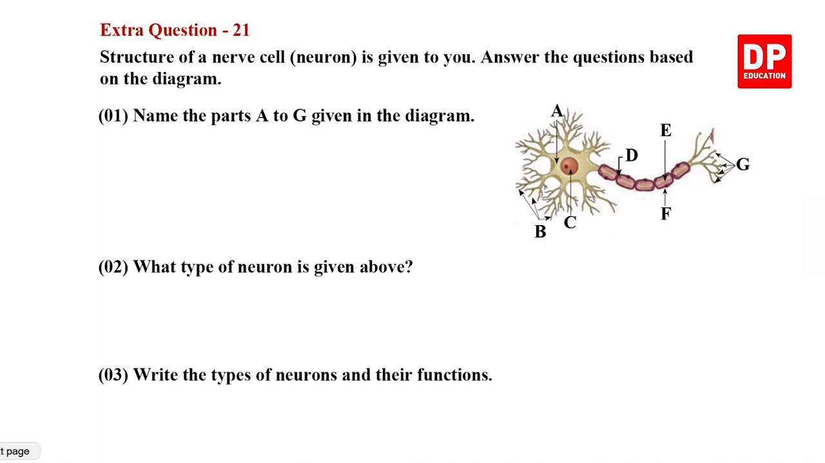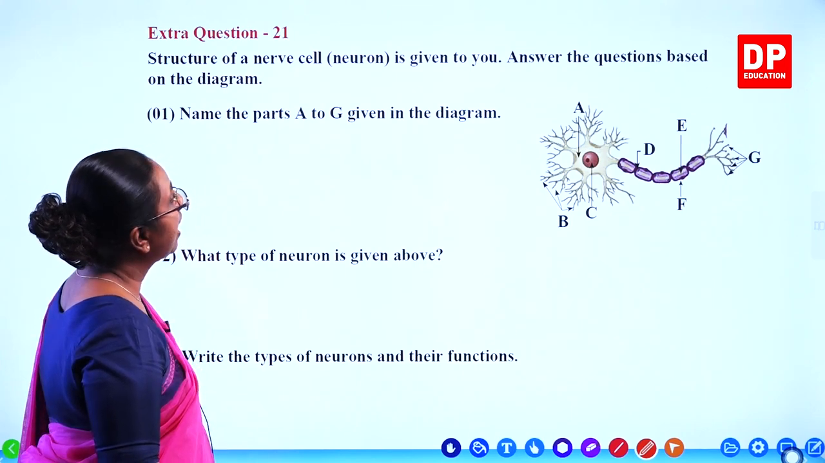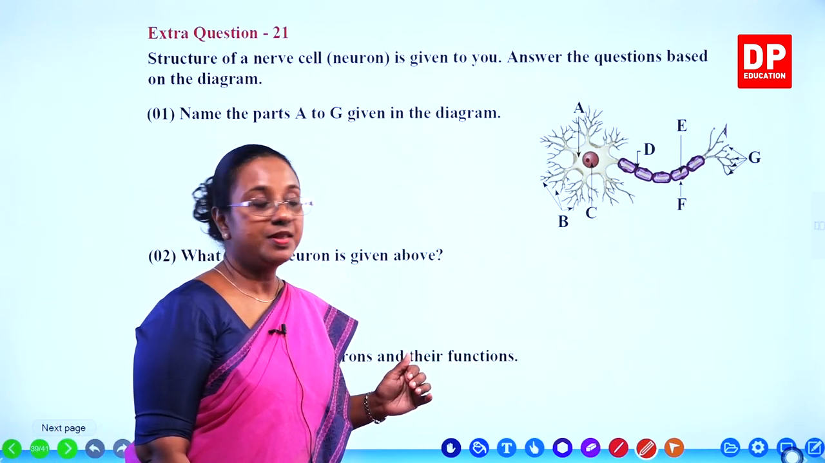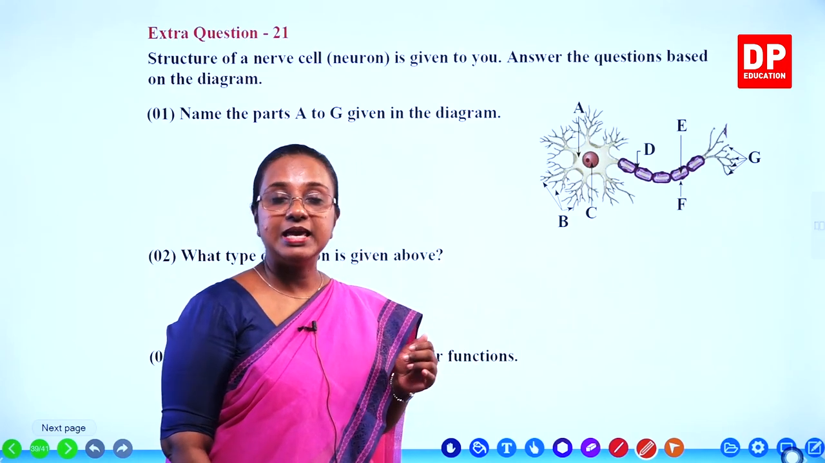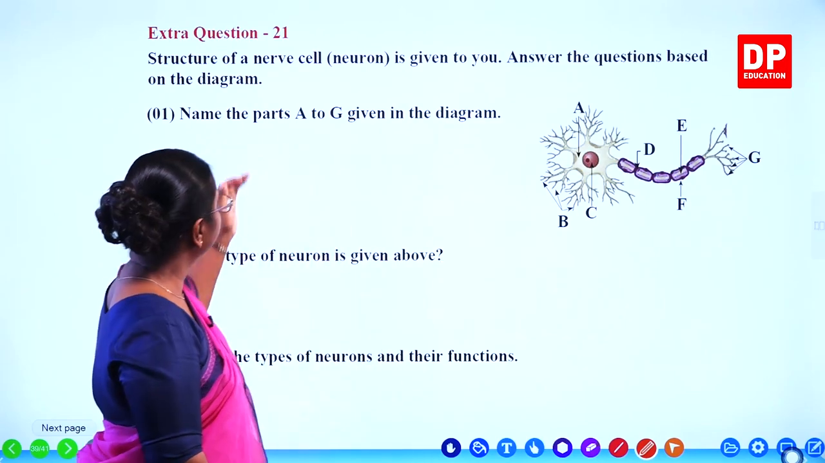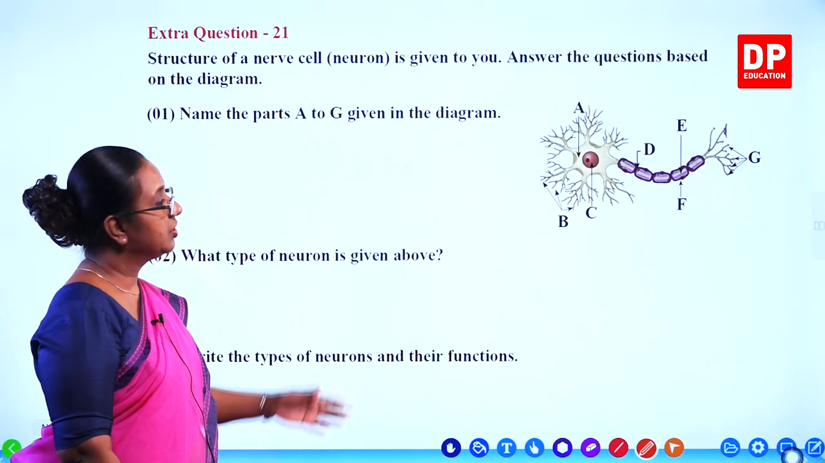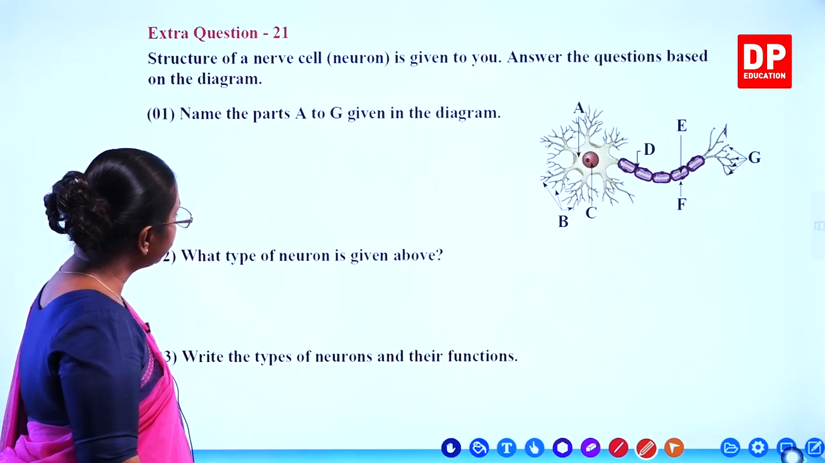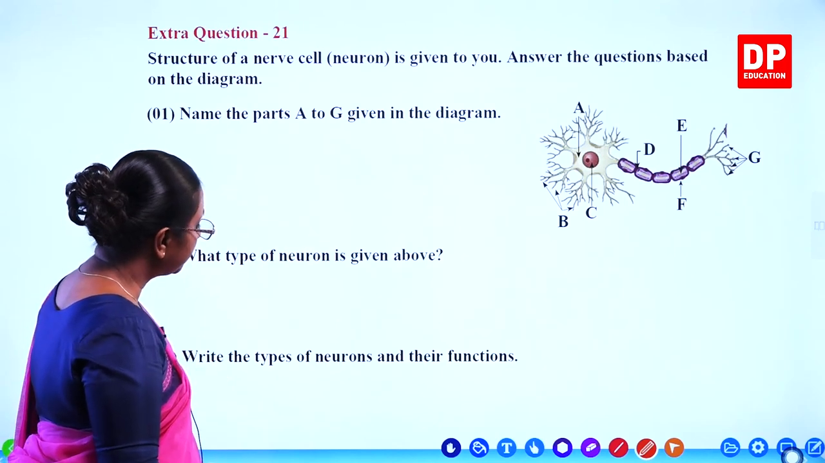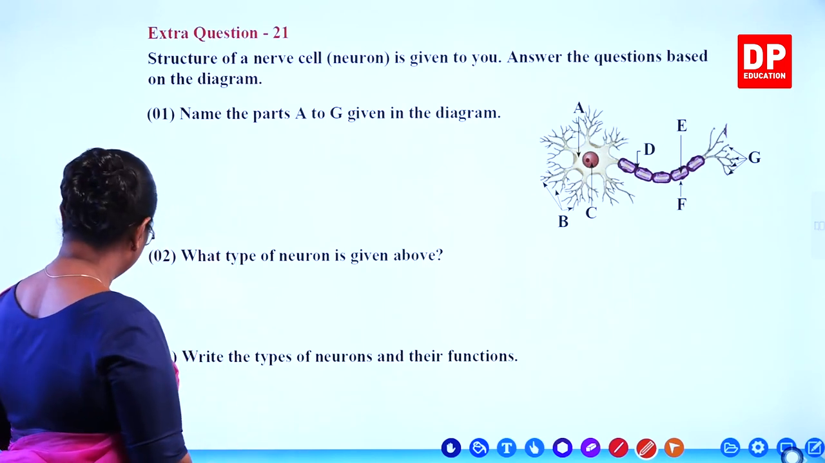Extra question 21. Structure of a nerve cell, neuron, is given to you. Answer the questions based on the diagram. So here you can see this diagram, and once you look at the diagram, you should be able to identify what type of neuron this is. I'll read the questions first. Name the parts A to G given in the diagram. So you have to label the parts. What type of neuron is given above? Identify the type, write the types of neurons and their functions. I will answer the questions one by one.